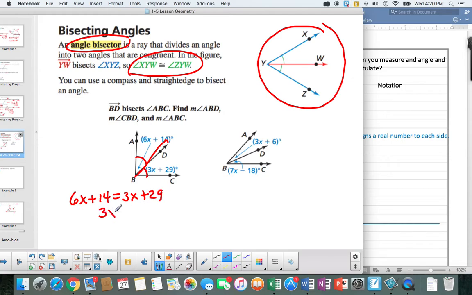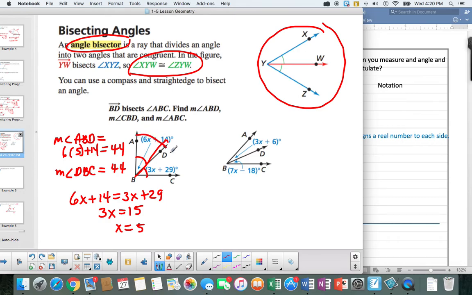And I get 3x is equal to 15. So x is equal to 5. Now it's asking me to find this angle, ABD. So I'm going to take the measure of angle ABD, and it's going to be 6 times 5 plus 14, which is 44. Now I know the other angle, DBC, also has to be 44, because remember they're equal to each other. And so therefore the big angle, measure of angle ABC, must be equal to 88.